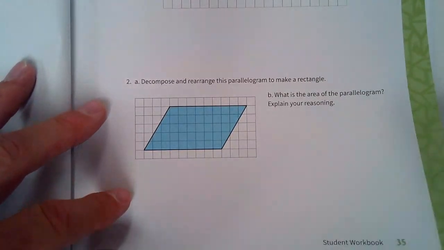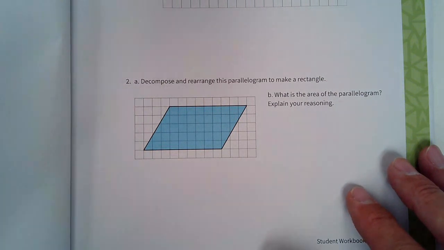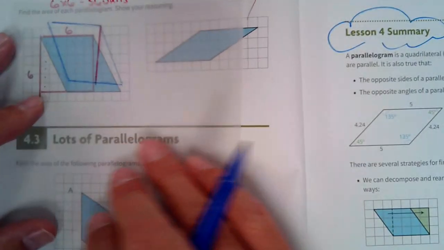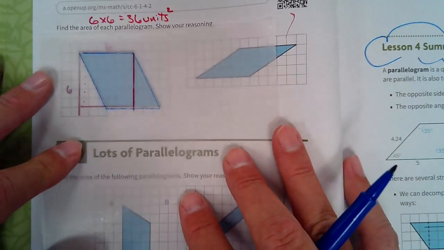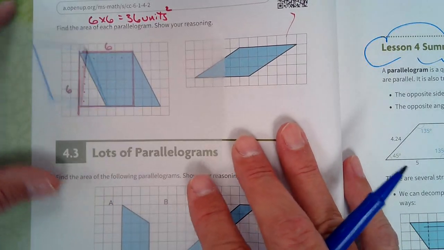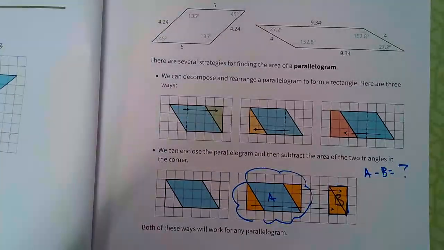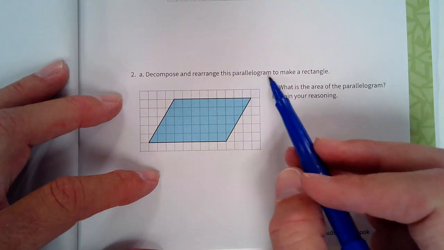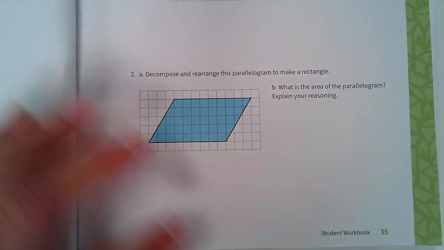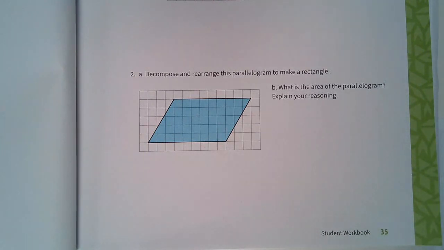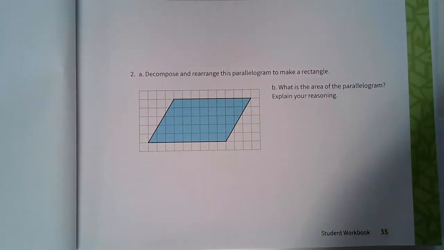And number 2 here, they're talking about decomposing. Well, decomposing is sort of taking a figure apart and rearranging it, which is what I did here with this one. I decomposed the figure. I took off one part, added it to another side. So that's called decomposing. And so for number 2, it says decompose and rearrange this parallelogram to make a rectangle. Well, I think you guys can see what that is without too much difficulty.